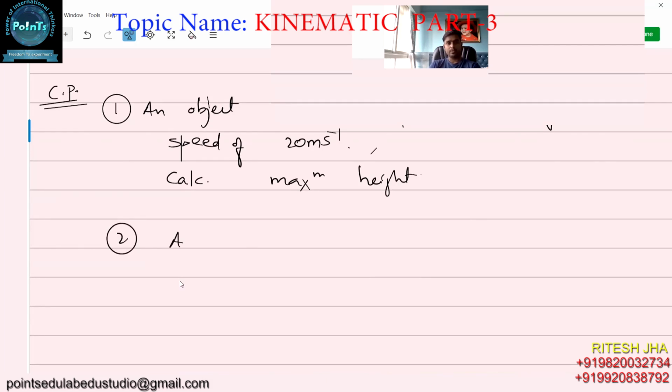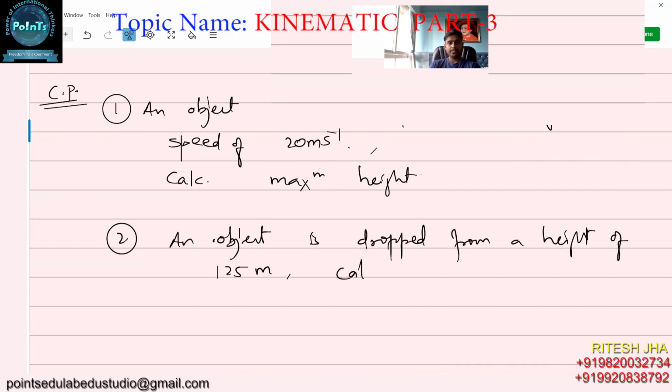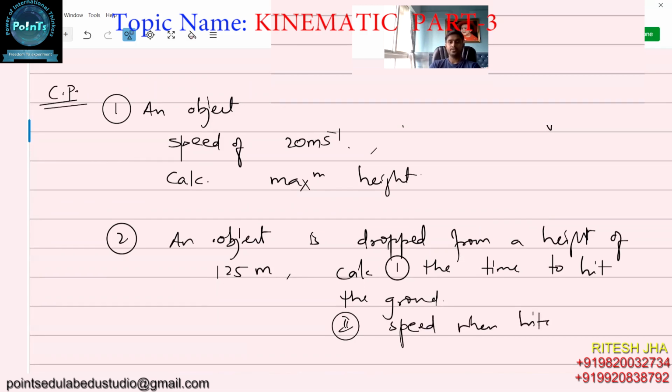Second thing, an object is dropped from a height of 125 meters. Calculate the time to hit the ground, that's the first thing, and the second thing, the speed, and velocity when it hits the ground. Okay, come on, do it.